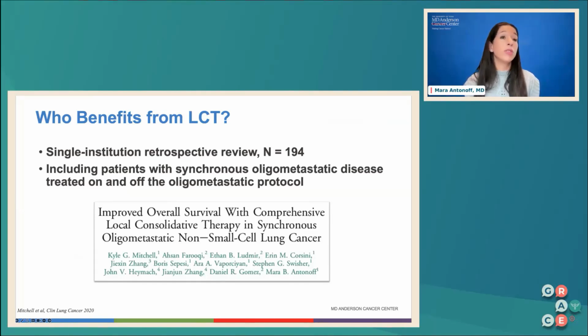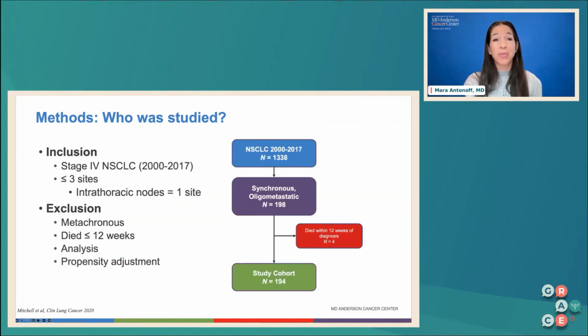We did a review of almost 200 patients at our hospital who had this type of local therapy with surgery or with radiation, and compared those who had comprehensive treatment of all sites present at the time of diagnosis to those who didn't. And so ultimately we came up with a group over 18 years of almost 200 patients.